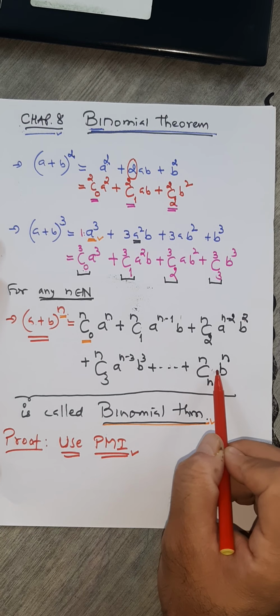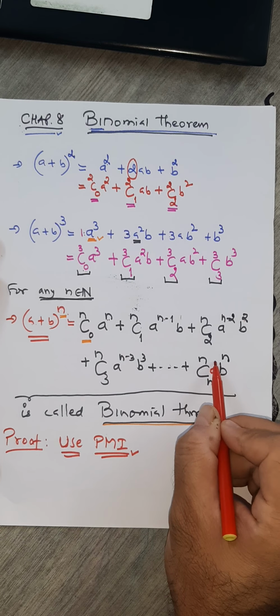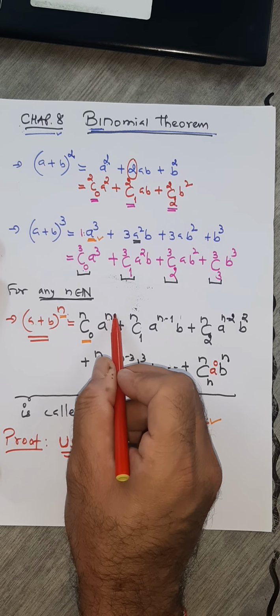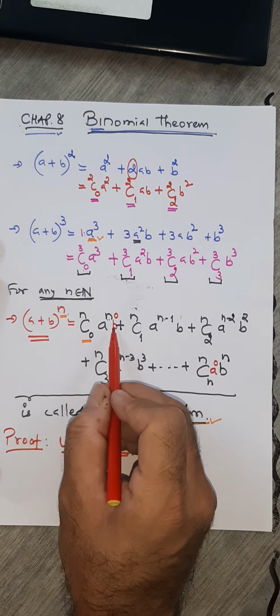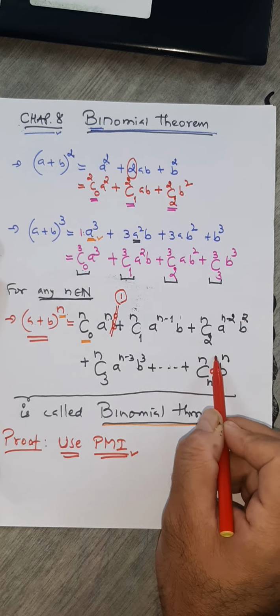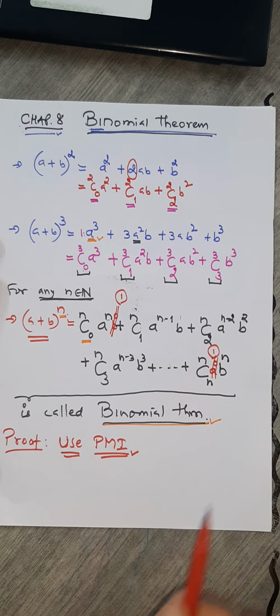What's the power of a here? Here power of a is 0. No need to write, a raised to 0 is 1. What's the power of b here? 0, right, which is 1. So we normally never write this. This is just 1, and this is also 1. We normally never write that, but just for your information I'm telling you.